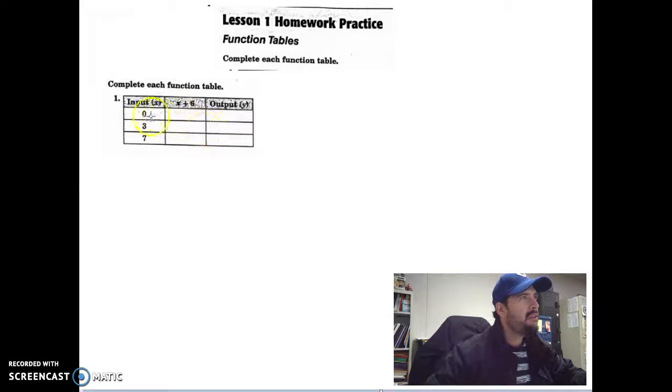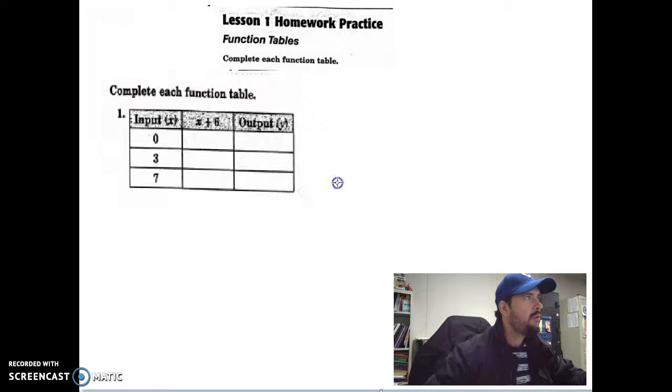You can barely see it, but it says input is x, and then our equation is x plus 6. Output y over here. So what we're gonna do, let me see if I can make it bigger. It doesn't look very pretty, but we're just gonna plug in these numbers for x, right? So the first one says x plus 6. So instead of x, I'm gonna say 0 plus 6. And then what does that actually equal?